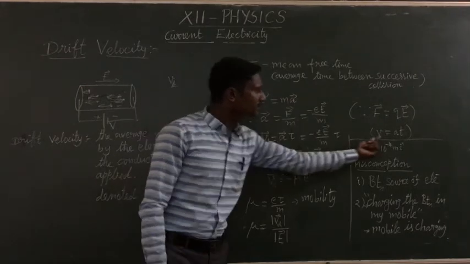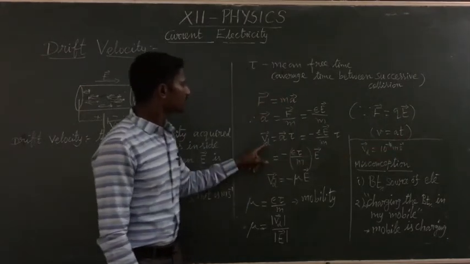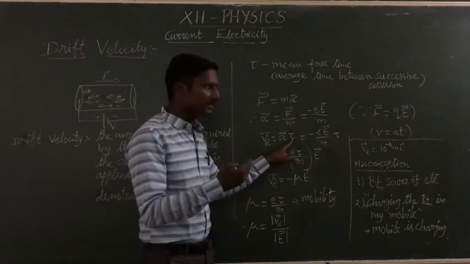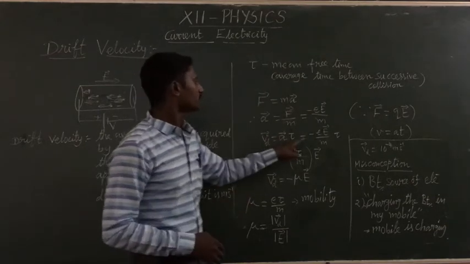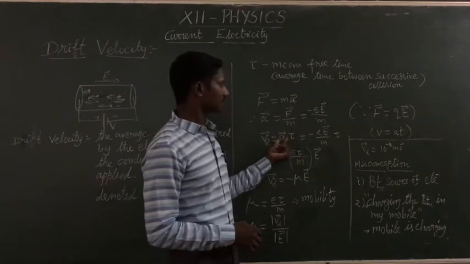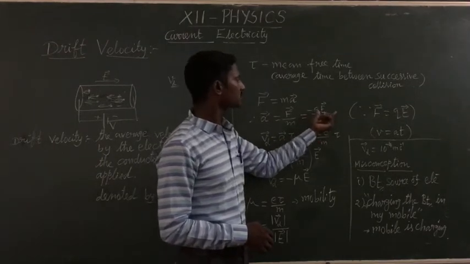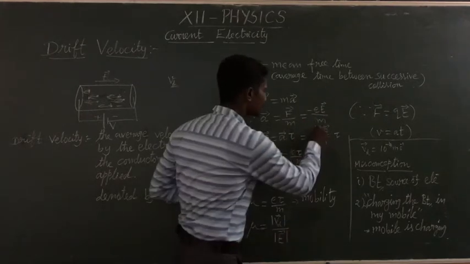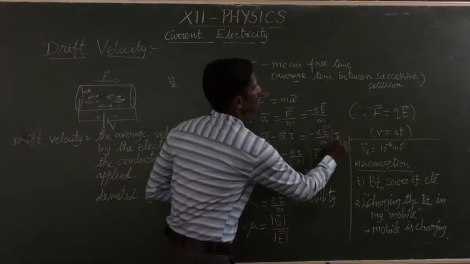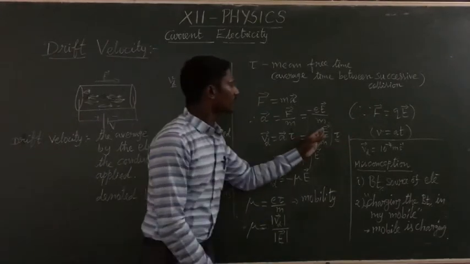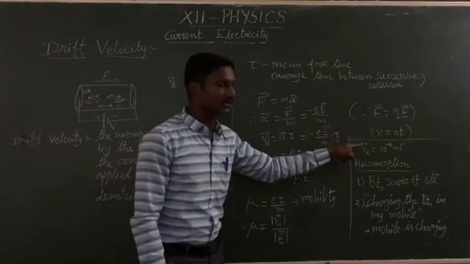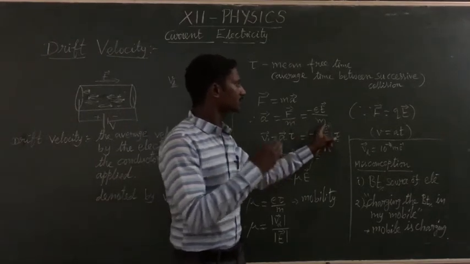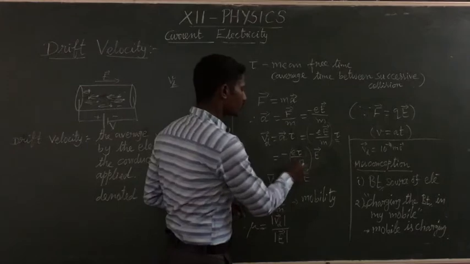Then velocity means acceleration into time. So drift velocity is equal to the acceleration of the electrons times the time. The time is the mean free time, tau. We substitute the acceleration expression, minus E vector by m. Therefore this is acceleration, this is time. So I take out the electric field, because the electric field will be a constant one. So I take that electric field outside, therefore E tau by m.